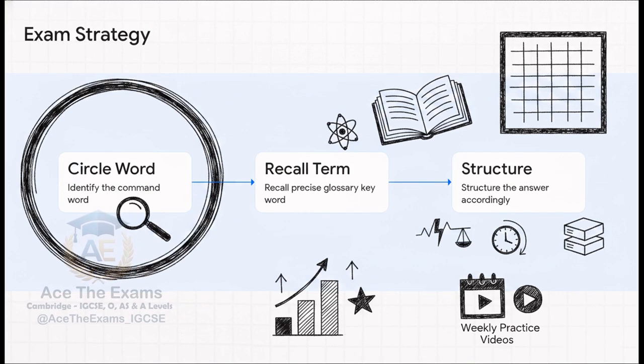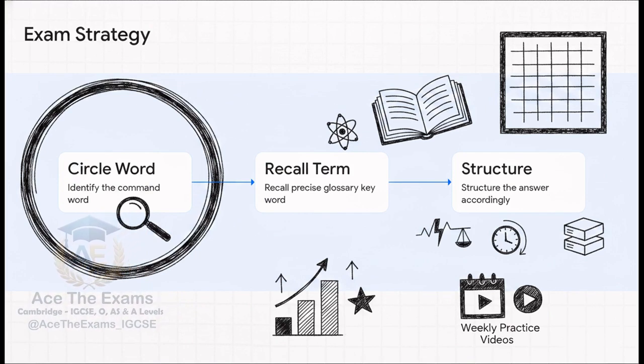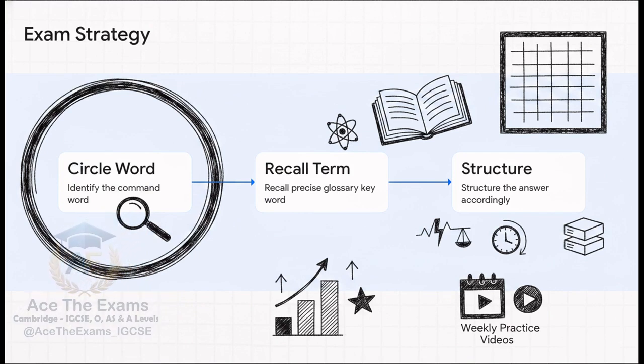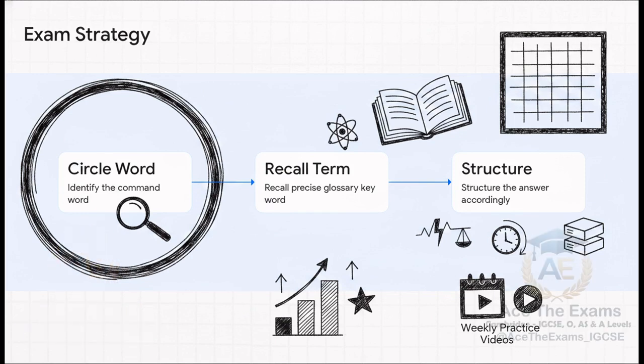Rule 2, recall the precise glossary keyword. Think nucleon number, not weight. Rule 3, structure the answer accordingly. Apply the PEEL framework based on the command word and use a time management matrix. 1 mark equals roughly 1 minute of focused writing.